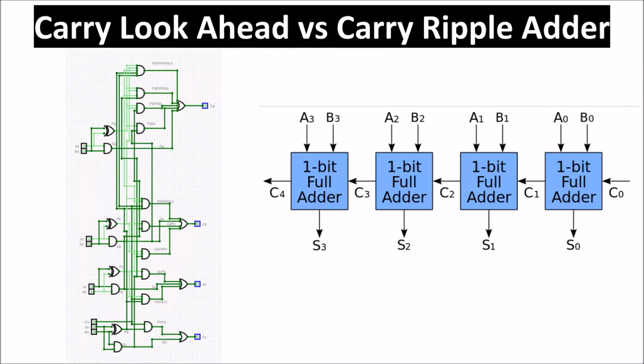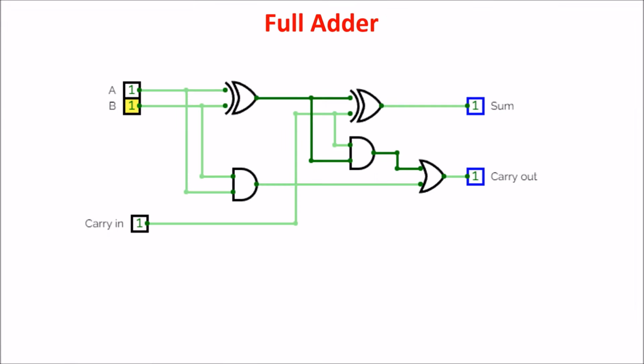This video is about the carry look-ahead adder, which is a much faster adder than the conventional carry ripple adder. First of all, we remember the full adder working. We assume that the switching time of every kind of gates is the same, so we assume the delay of the XOR gate is equal to that of the OR and the AND gates.